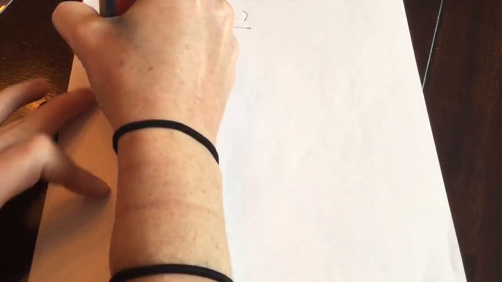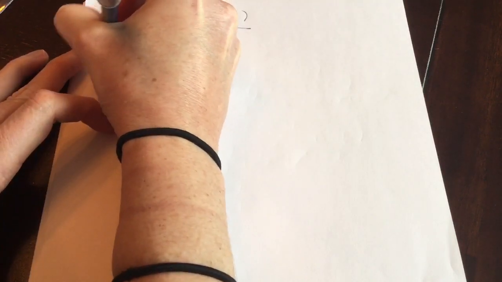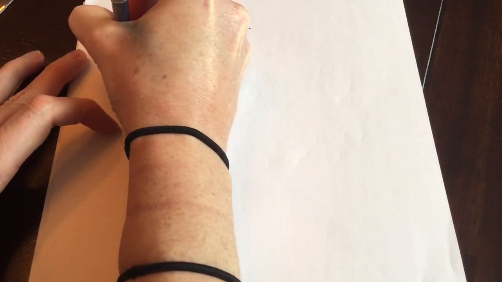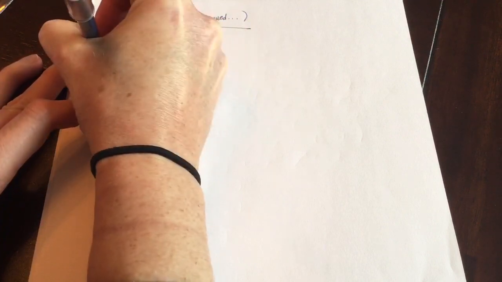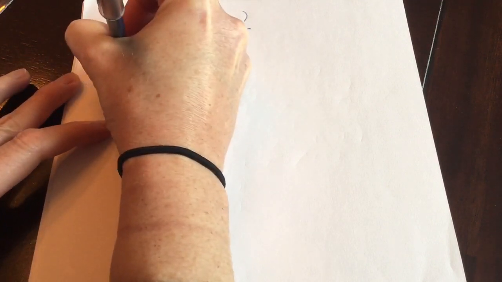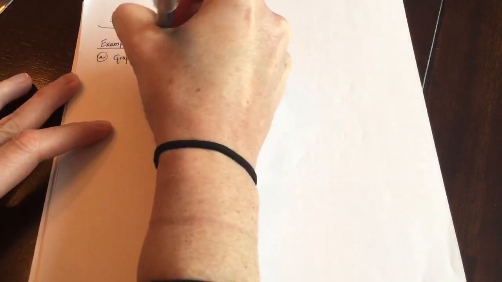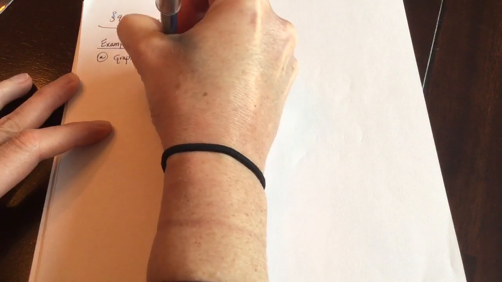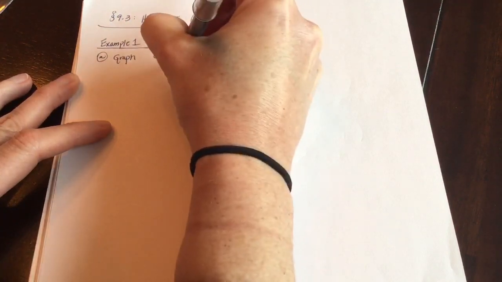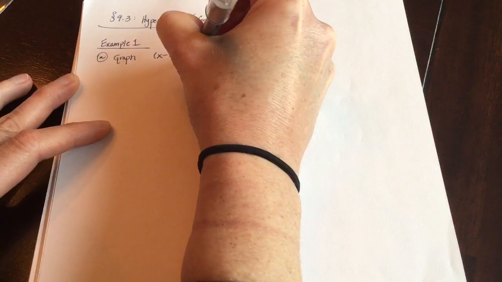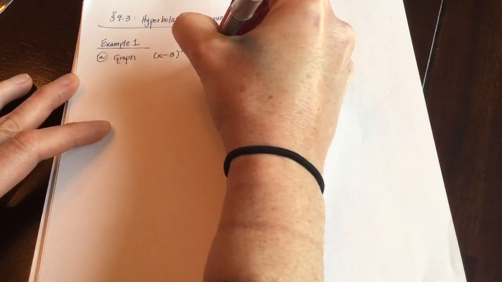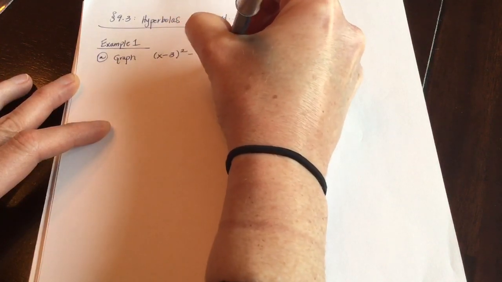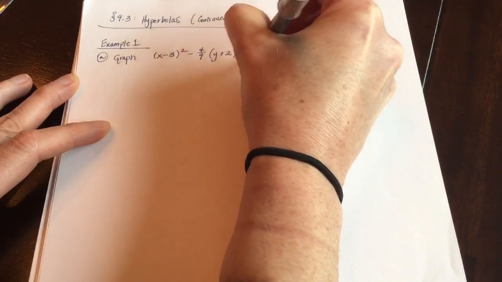All right, my friends, let's look at a couple of examples. Example 1, part A, graph the quantity x minus 3 squared minus 4/9 times the quantity y plus 2 squared equals -1.